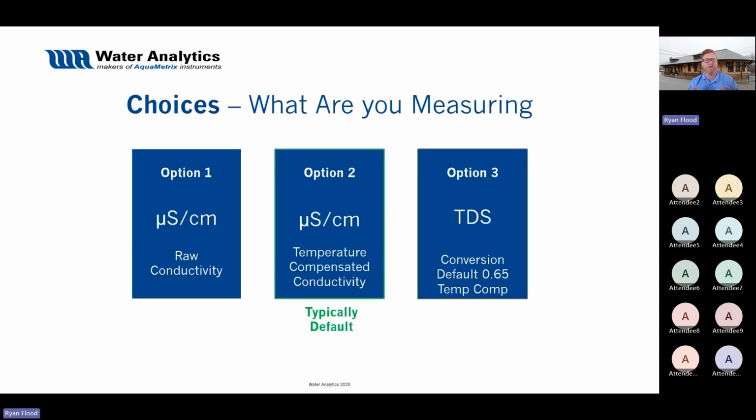So pulling it all together, you have choices and you need to understand what you're trying to measure. And you can simplify it down really into these three simple boxes. Do you want the raw conductivity, which is measured typically in microsiemens per centimeter? Do you want the temperature compensated, which is again the typical default value that sensors are going to output, using 2% as your temperature compensation? Or do you want your TDS value, again defaulting to your 0.65 for your K and 2% for your temperature compensation?